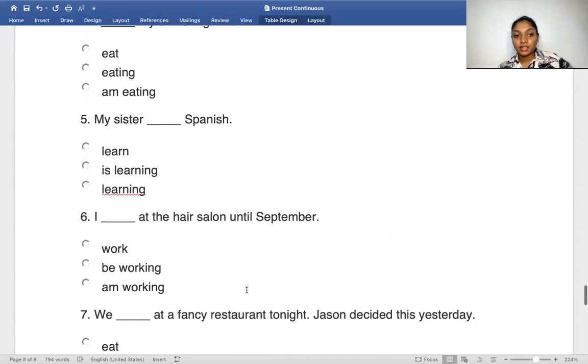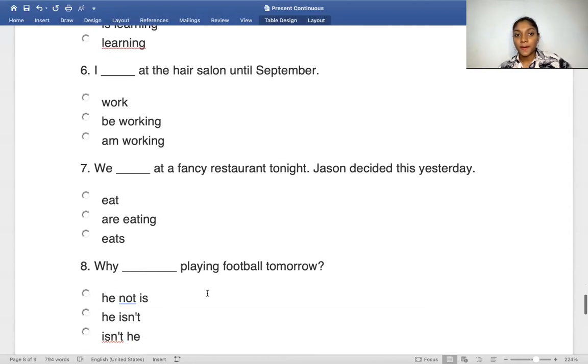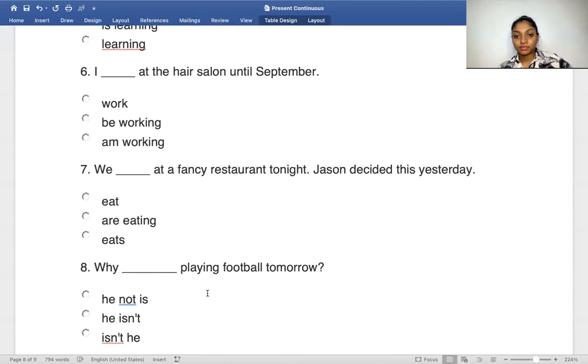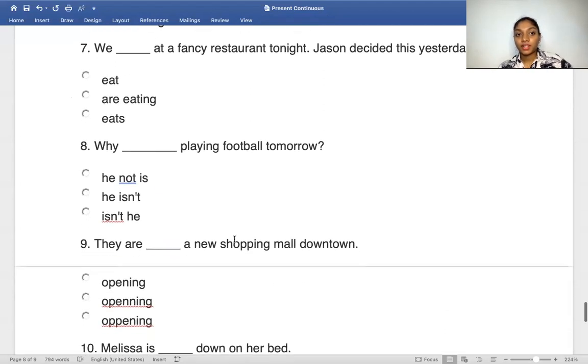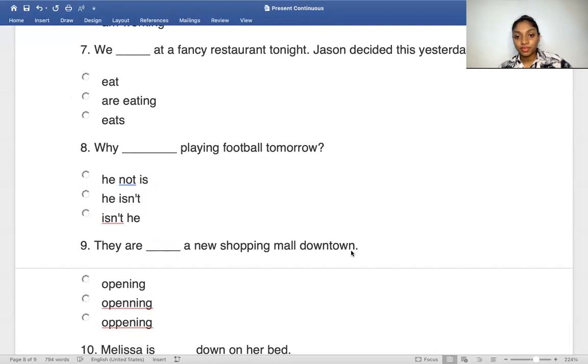My sister is learning Spanish. Very good. Number 6. I'm working at the hair salon until September. I am working at the hair salon until September.